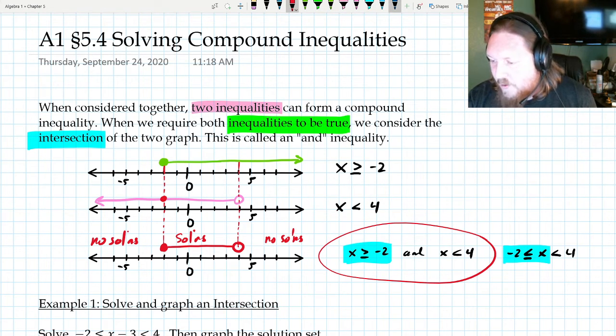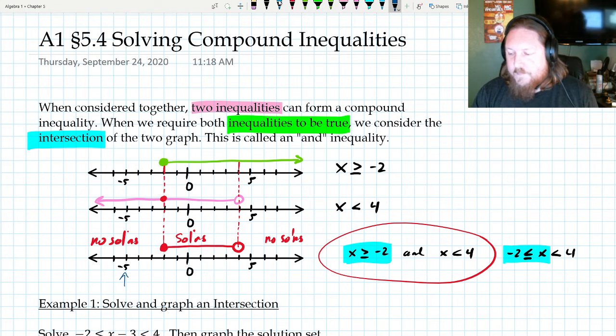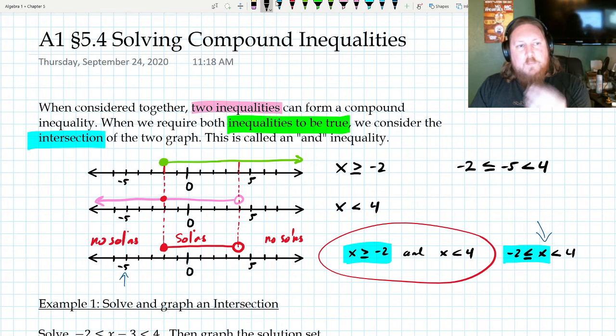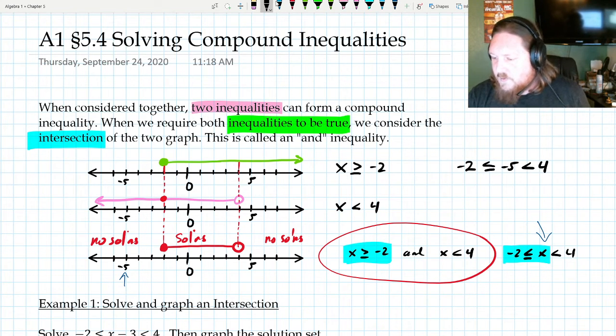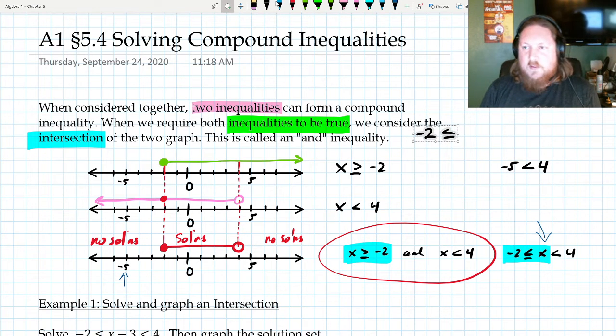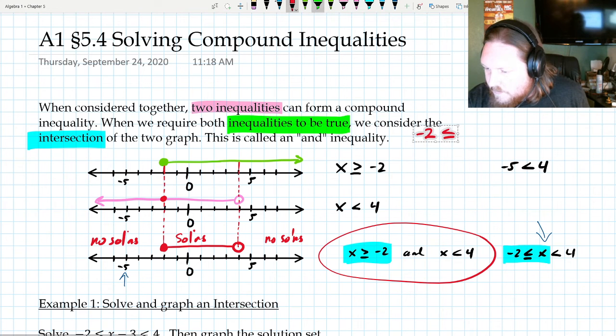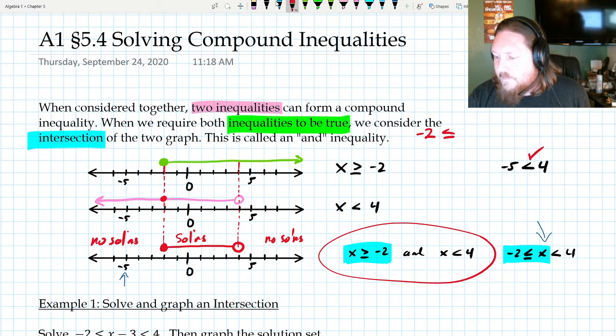So the way this works, now I'm going to pick a point value. Let's just take -5 here. Let's see if -5 fits and makes this a true statement. -2 is less than or equal to -5, which is less than 4. Well, I take a look at both of the inequalities and see if this makes sense. So for a second, imagine you don't have this inequality here. Is -5 less than 4? Yeah, it is. That's true. So that's true right there.